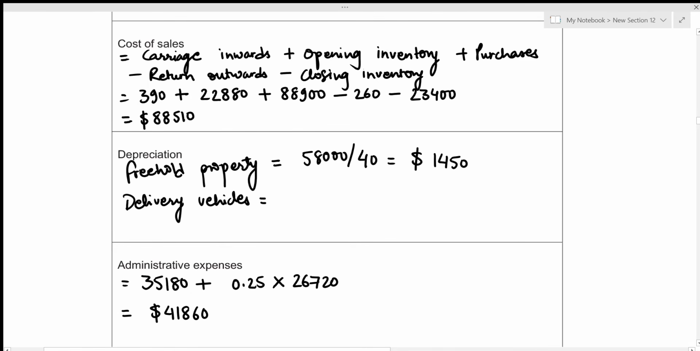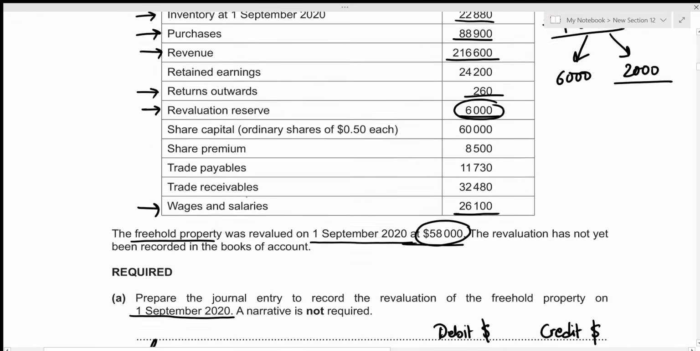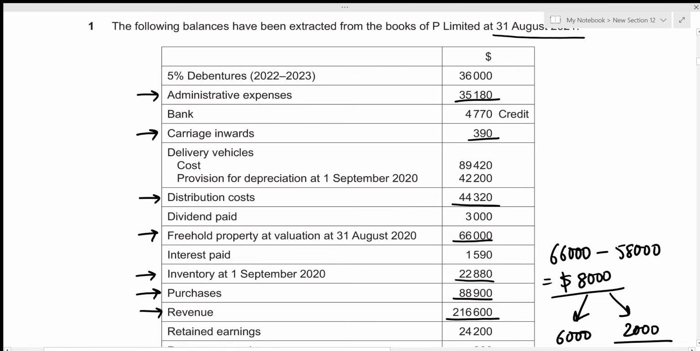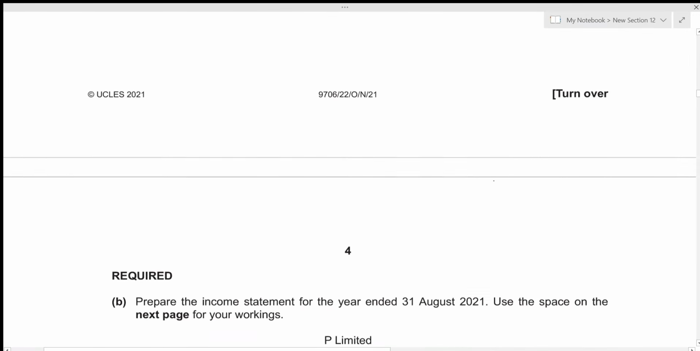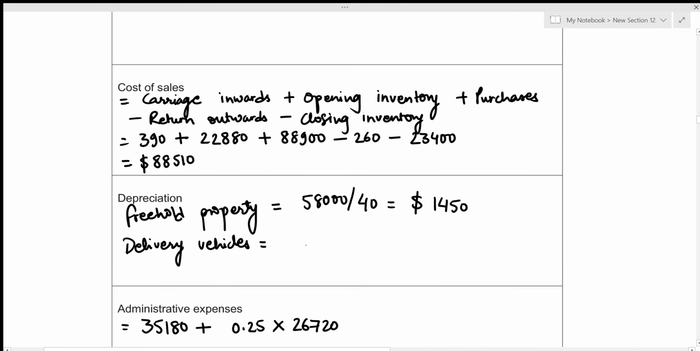Next, we also have to figure out the depreciation for delivery vehicles. Okay, let's have a look at the cost and the accumulated depreciation given in our table. The cost for the delivery vehicles was 89,420, and the provision for depreciation, or the accumulated depreciation, was 42,200. So let's utilize these values and figure out the depreciation for the year. We know that for delivery vehicles, the depreciation is charged in a reducing balance method. It means that we need to reduce our accumulated depreciation from the cost and then multiply it with the rate.